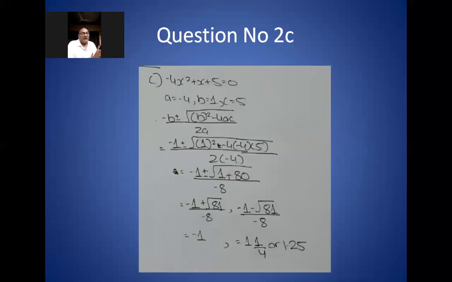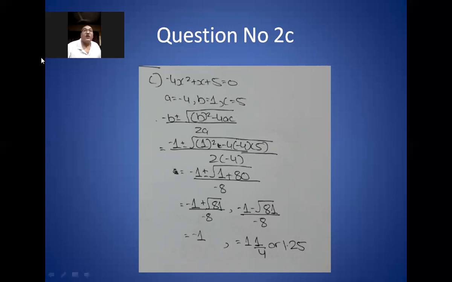Okay, so C part here. They say solve this equation by using the quadratic formula. The equation given is minus 4x squared plus x plus 5 equals to 0. The coefficient of the x squared here is minus 4. The coefficient of the x is 1, and the constant term here is 5. So the a value will be minus 4, the b value is 1, the c value is 5.